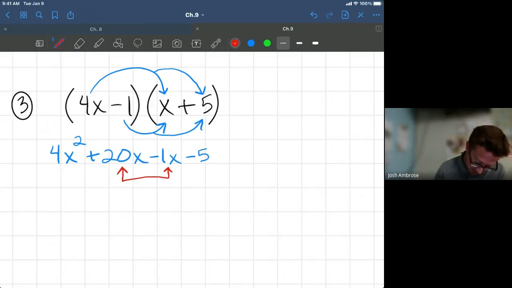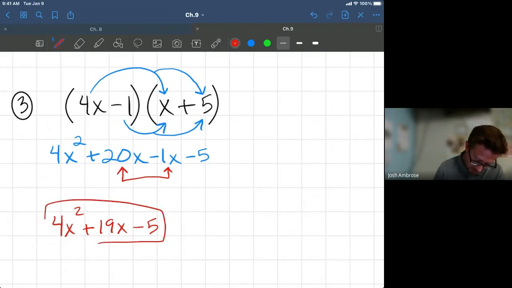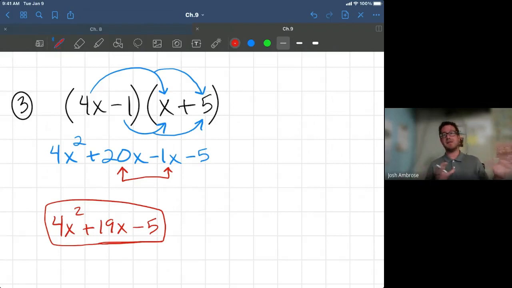All right, so 4x squared plus 19x minus 5. Now I can't go any further because none of what is left is a like term. I have an x squared, I have an x, I have a constant. None of them are like terms anymore, so that's the final answer.